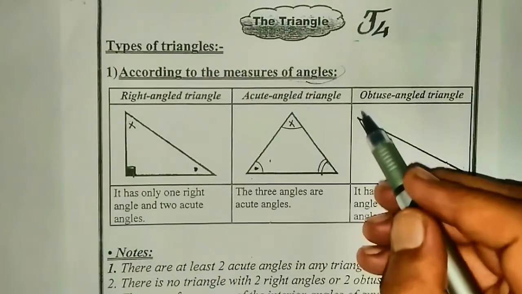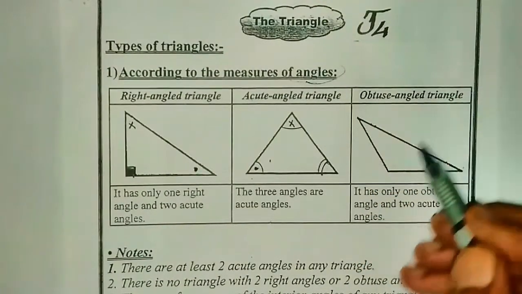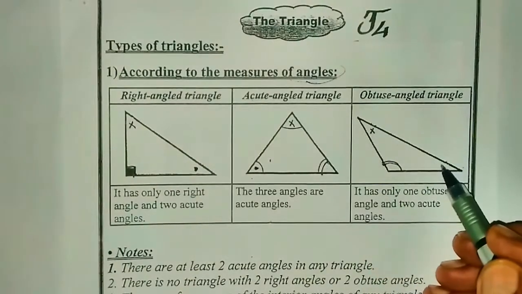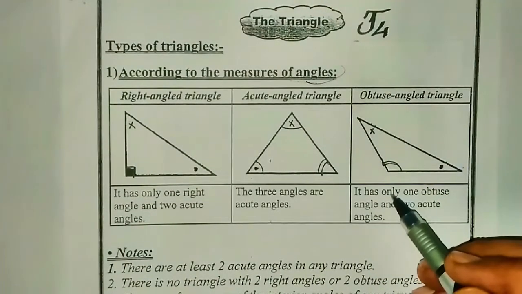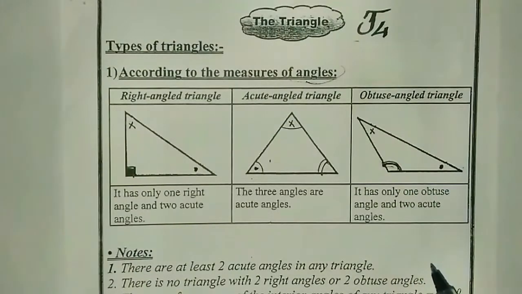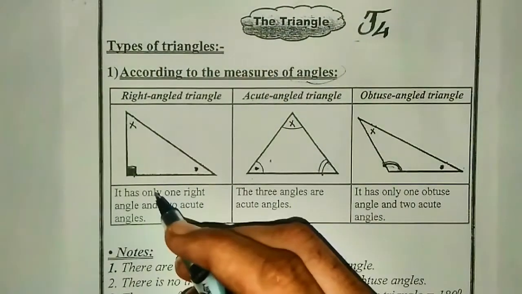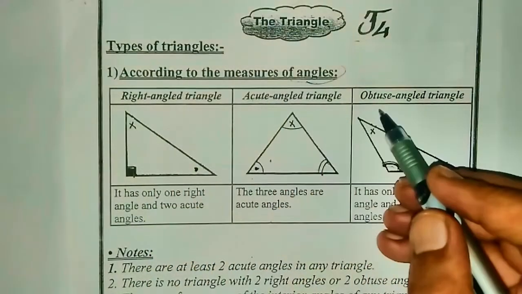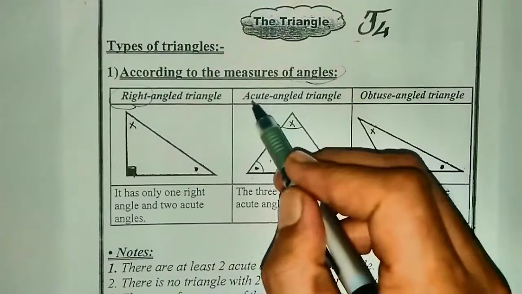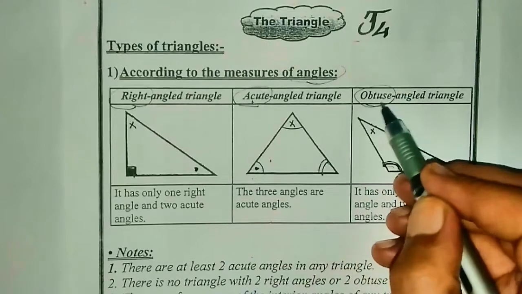The third type, obtuse angle triangle. This triangle has one obtuse and two acute angles. Obtuse angle means its measure is more than 90. Then we have three types of triangle according to angles: first, right, acute, obtuse.